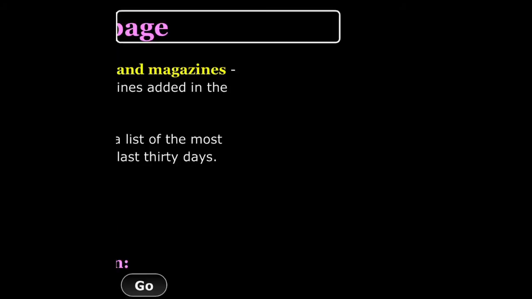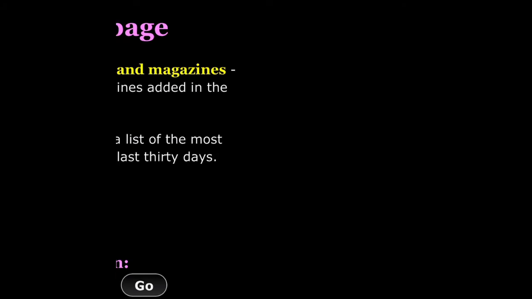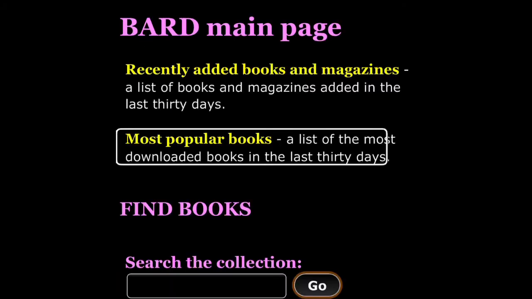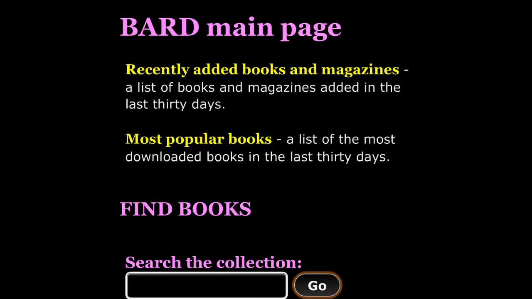So you want to go to the top of the page. BARD main page. BARD logo. Image. Heading level 1. Now you want to search. Look for the search text field, which is the first text field on the page, called Search the Collection. Search text field. Heading, Search the Collection, text field.